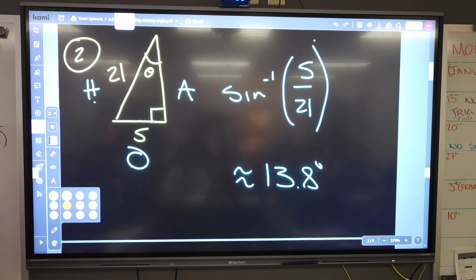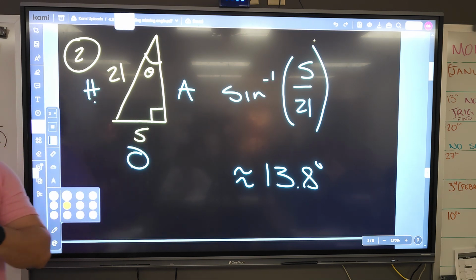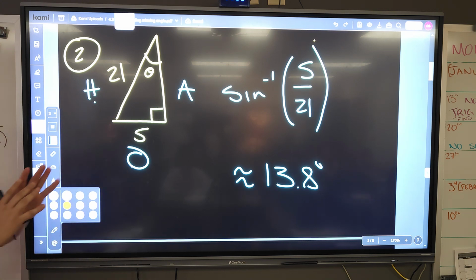So your mini quiz today, that's what it will be like. But we're going to move on a little bit past that today. So let me show you. On problems 7 through 10 today, they want you to complete the triangle. So let me show you how to find the missing angle.